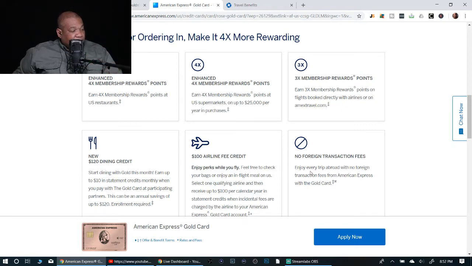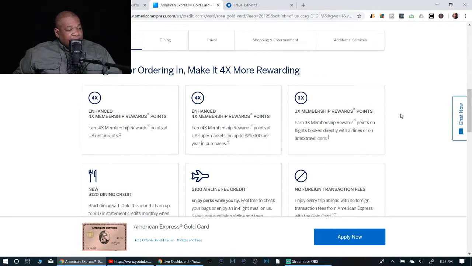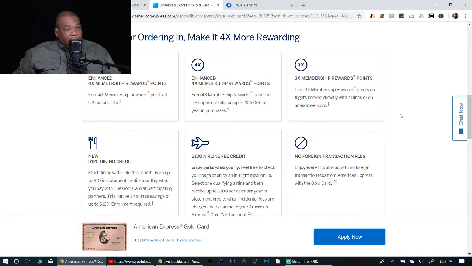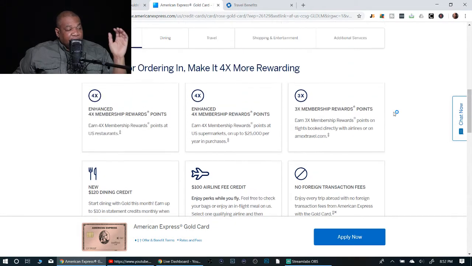What I was going to say about this card is, because it's U.S. restaurants and U.S. supermarkets, some people think, and I've heard a lot of people talk about this, that this is not a travel card, because it doesn't offer you 4 times points on restaurants in other countries.